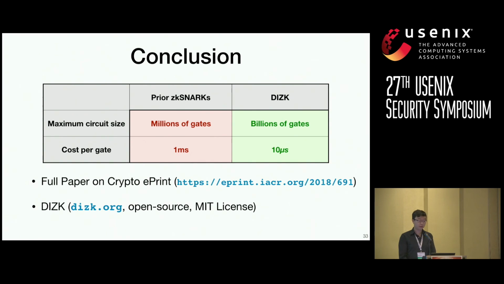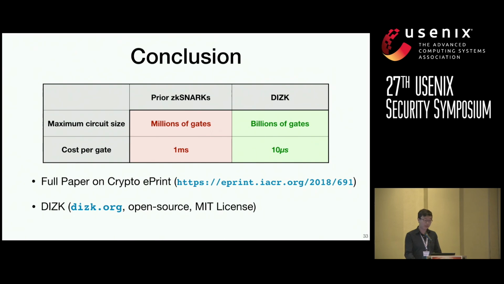The full paper is available on Crypto ePrint, and I'm proud to say that we have released DIZK as an open source library on GitHub. You can find it by going to dizk.org. And we've put a lot of hard work into making this library available to the public with a convenient profiling infrastructure so that you can replicate our results as well as build new and interesting applications using DIZK.